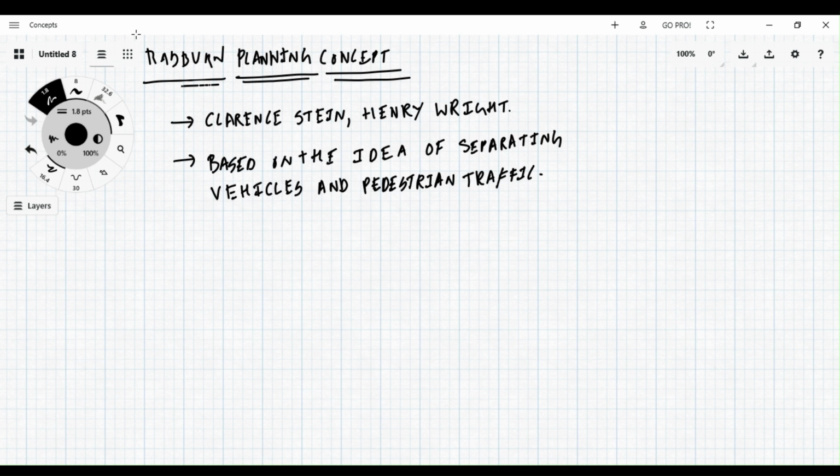Next, the Radburn plan consists of two types of streets. Actually, in the plan itself we have two types of streets. Before diving deep into that, I will show you the total plan of Radburn, how it will be.